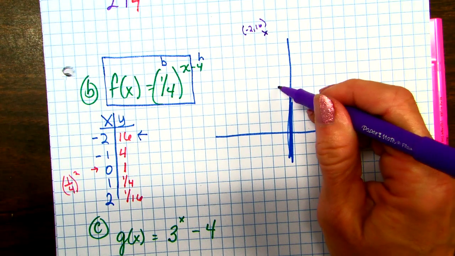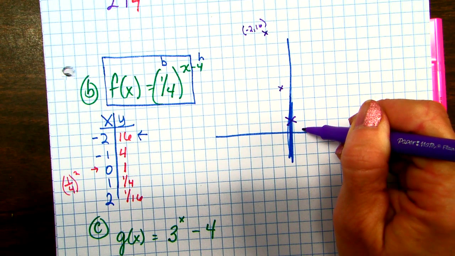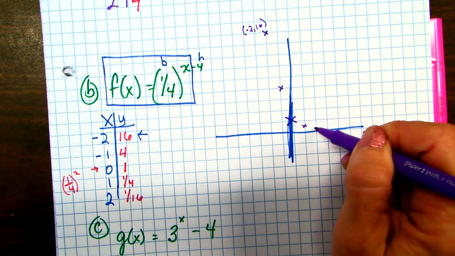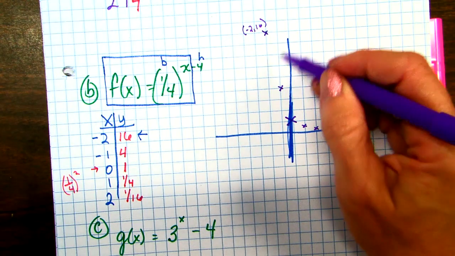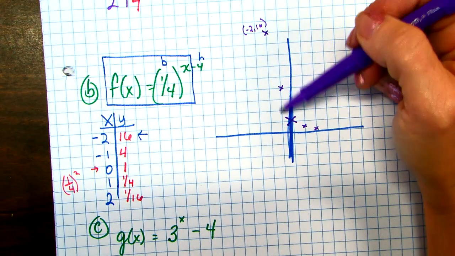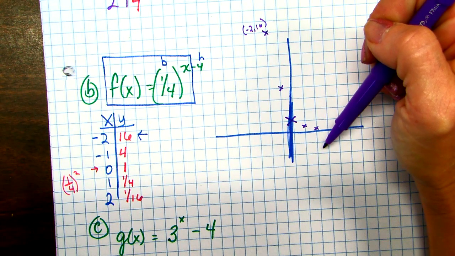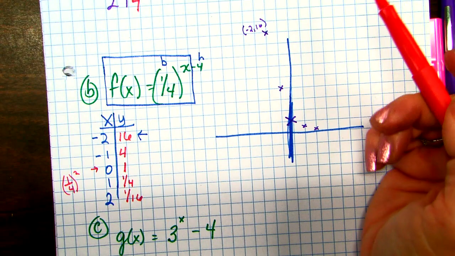1, 2, 3, 4, 0, 1, 1, 1/4. Where's 1/4? Who cares? It's a really small number. Where's 1/16? I don't know. Who cares? It's a really small number. That is your parent function. I'm not going to connect it because I'm not done. If you already did, it's fine. It's not wrong to. I just would prefer you didn't.